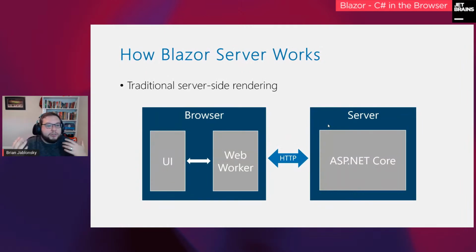So, traditional server-side rendering: you have your browser, you have your UI, you have some type of web worker that's responsible for manipulating the DOM using JavaScript and handling API requests and data requests. It traditionally uses HTTP with your normal RESTful services, goes over to the server, talks to ASP.NET Core. It will end up rendering stuff, taking all the inputs, rendering out the UI, and dumping it back via HTTP as HTML to the browser, and then it renders it out.